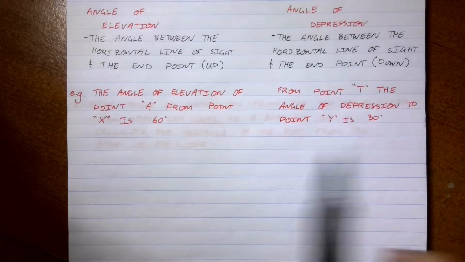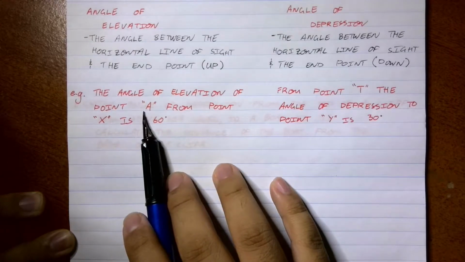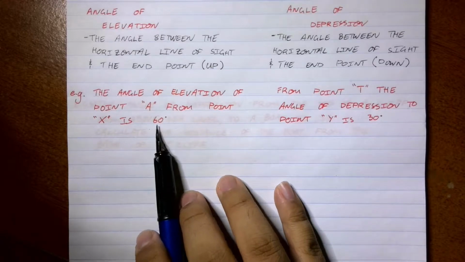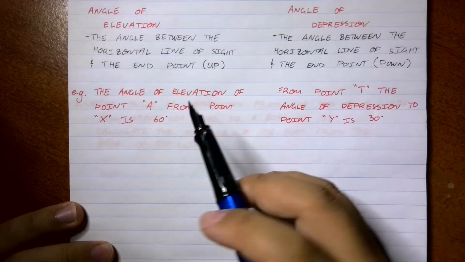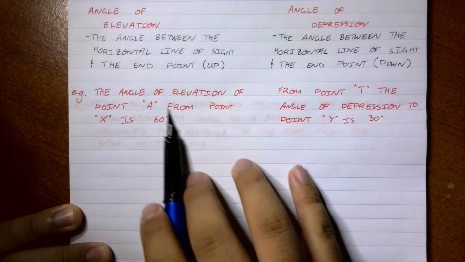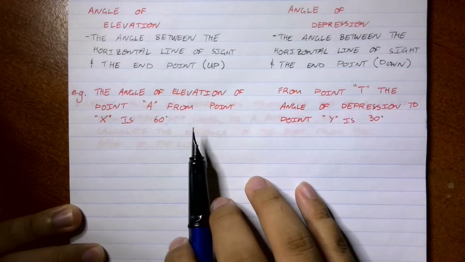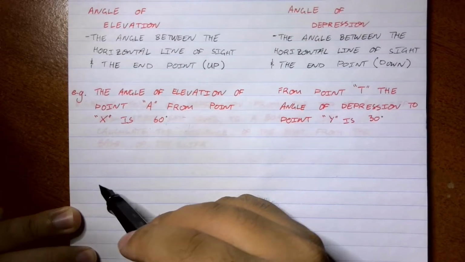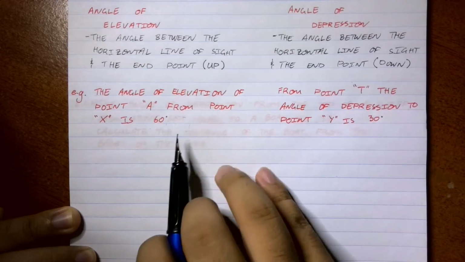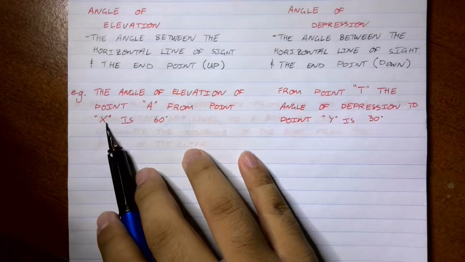So here we have a description. The angle of elevation of point A from point X is 60 degrees. So what this means, well, actually, the best way to interpret this is looking at the word from. Find the word from. From tells you that there is a point X, and since elevation is going up, point A must be above point X.